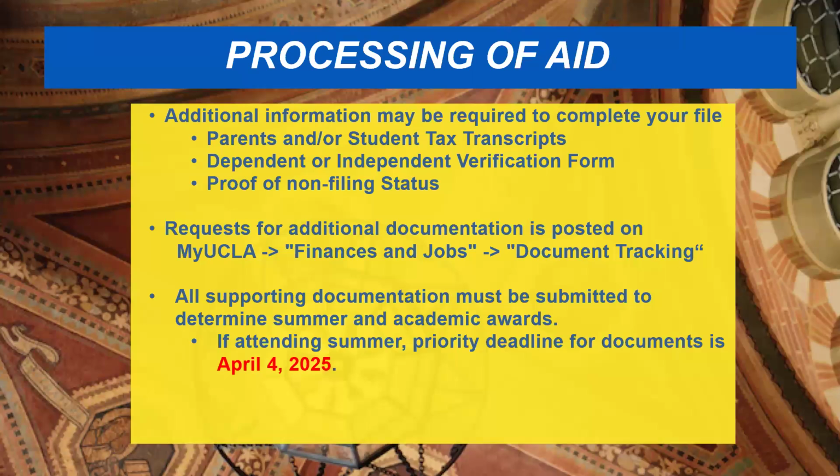To complete the financial aid process, additional information may be requested. This may include parent or student tax transcripts, dependent or independent verification forms, and proof of non-filing status for those who are not required to file taxes. These requests can be viewed on your MyUCLA by looking at the Finances and Jobs tab and clicking Document Tracking. All supporting documents must be submitted to determine summer and academic awards. If attending summer, the priority deadline for documents is going to be April 4th, 2025.